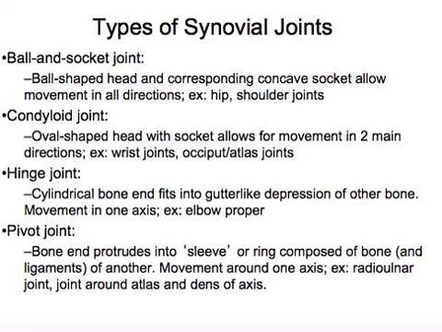That's the pivot joint. A bone end protrudes into a sleeve or a ring composed of another bone. So again, we move around one axis. That's like what we just talked about in the axial skeleton chapter. The end of the axis sticks up through the ring of the atlas, and the atlas rotates around the dens. That's your classic pivot joint. We also have this in the radio-ulnar joint.